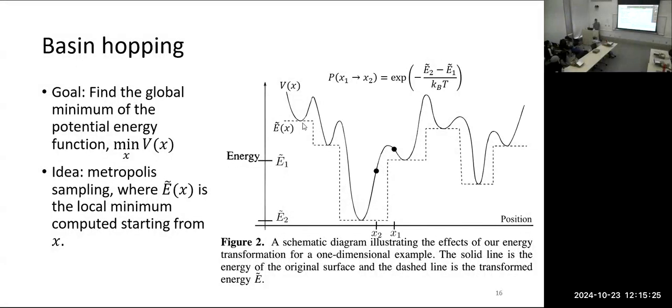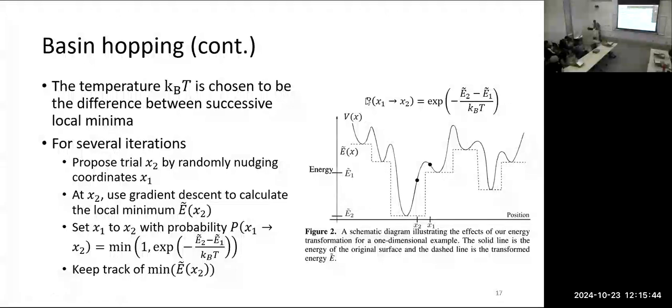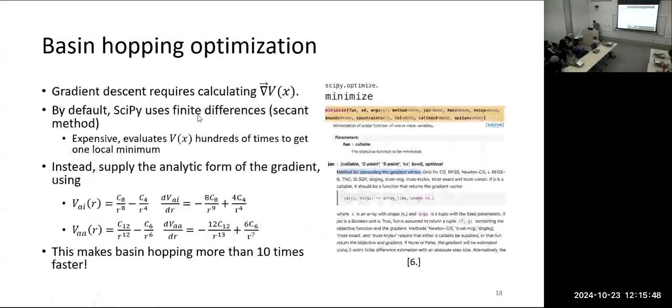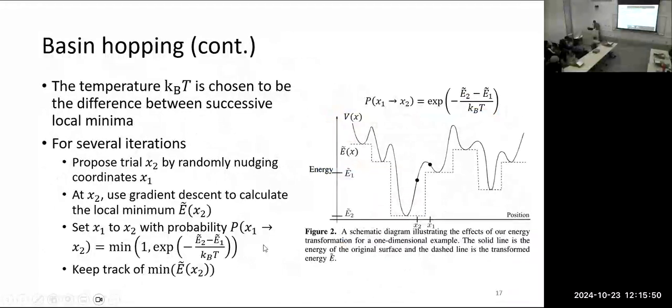So the dotted lines are showing what this new surface E tilde of x looks like, and it looks like a bunch of basins. And so we're going to Metropolis sample, or basically hop from basin to basin, to compute the global minimum of this V of x. Explain in more detail what the global minimum is, how it's going to be obtained.